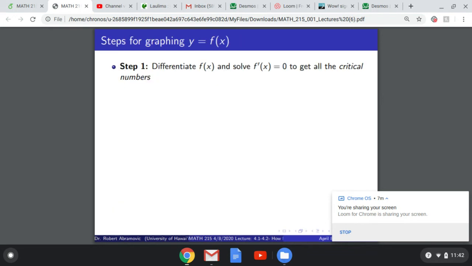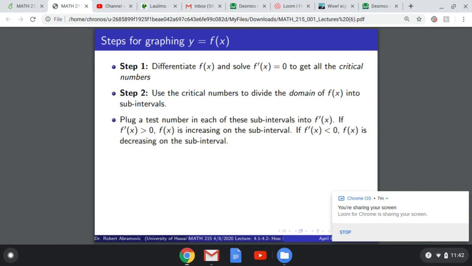Now that we have those tools under our belt, what f prime tells us and what f double prime tells us, there are some steps for graphing y equals f of x. Step 1 is to differentiate the function and set the derivative equal to 0 to get all the critical numbers. Notice there also might be some critical numbers obtained from where f prime of x does not exist. Step 2 is to use the critical numbers to divide the domain into subintervals. Plug a test number from each subinterval into f prime of x. If f prime is positive, f of x is increasing on the subinterval. If f prime is negative, f is decreasing on the subinterval.